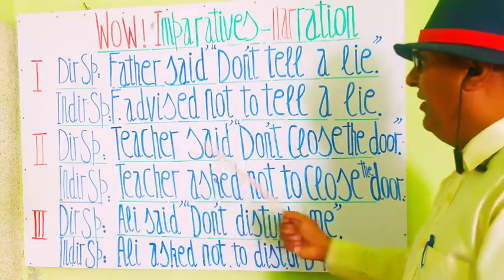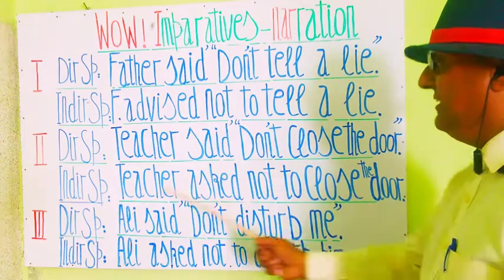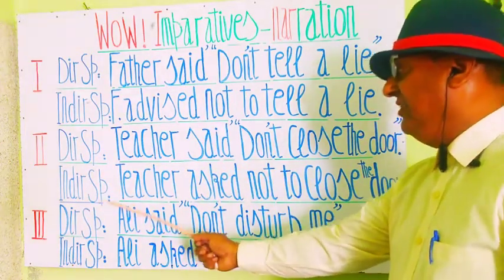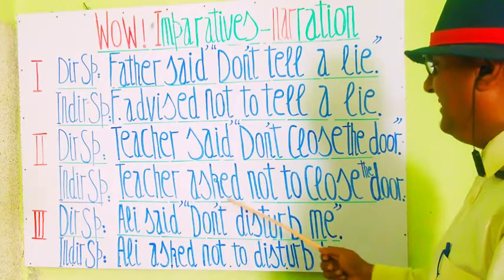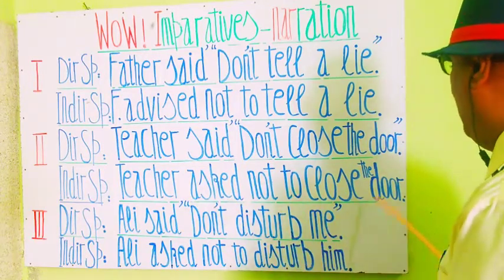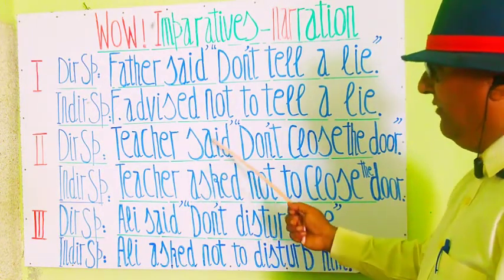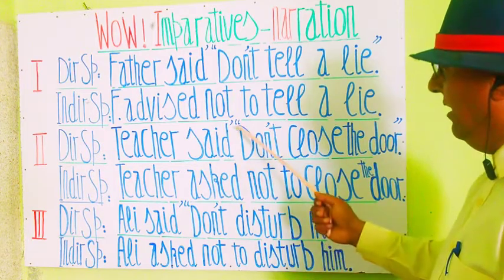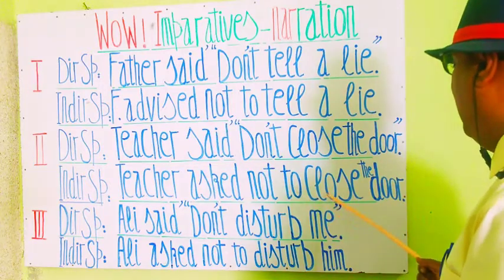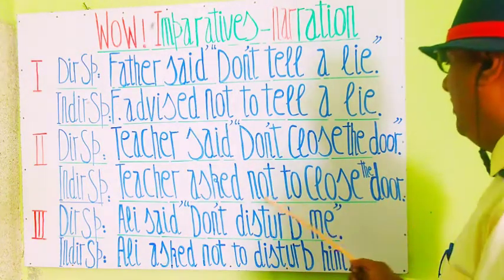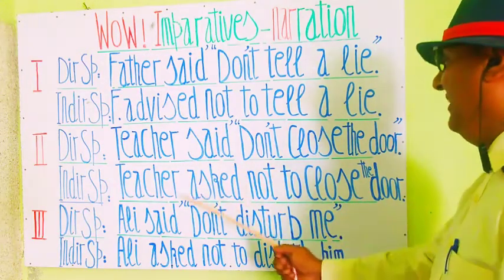This is the direct speech, inside the commas an imperative statement. Let's see it change. Here you see, my students, indirect speech. Teacher asked not to close the door. We have seen that in the change we have replaced said by asked, and when we approach the commas we write not before to. Then we write the remaining statement: not to close the door. Teacher asked not to close the door.